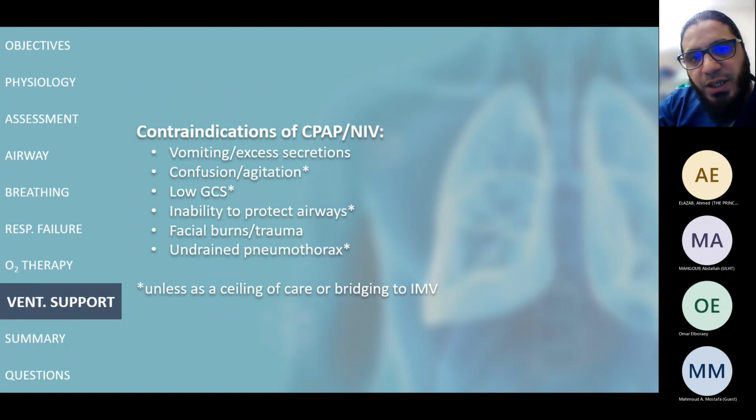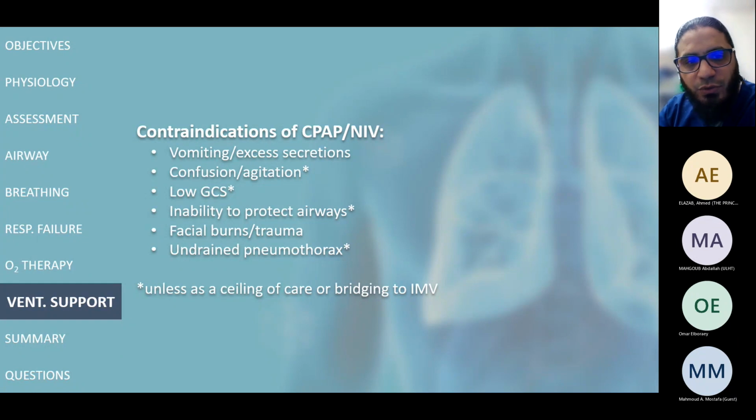What are the contraindications of CPAP and NIV? They need a patient who can still protect his airway. So if the patient is vomiting or has excessive secretions, this is not suitable for him. If the patient is so confused and agitated and has an impending risk of losing his airway at any time, again, the non-invasive measures will not be suitable for him.